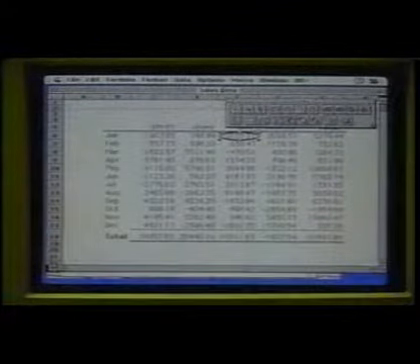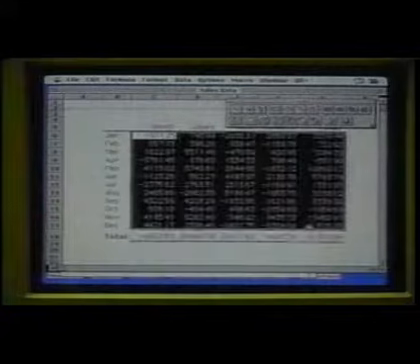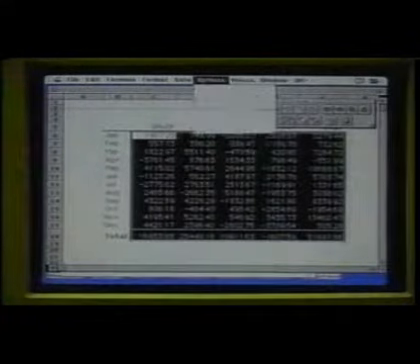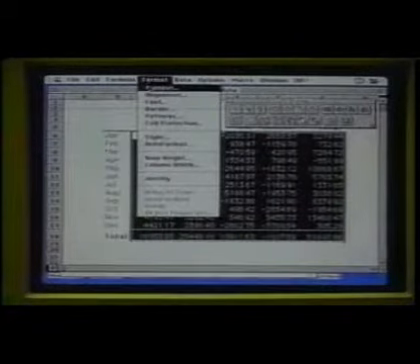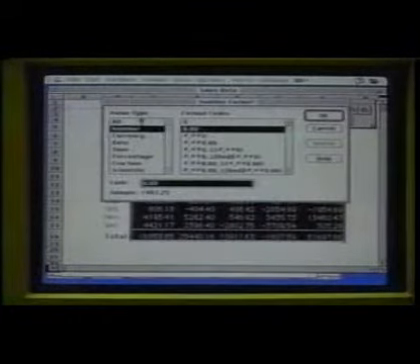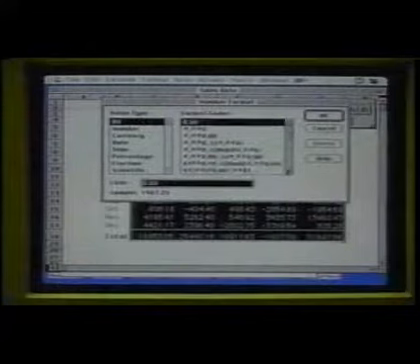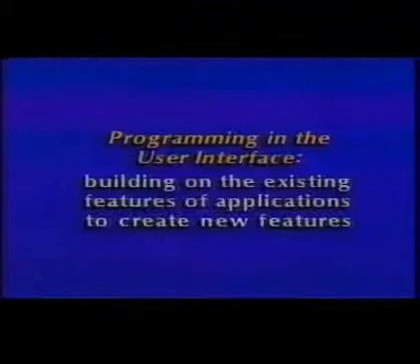Even the most full-featured applications cannot have enough features to cover the needs of every user. Adding more features leads to other problems. So many features can accumulate that it becomes difficult for a user to determine whether a feature exists or not. One solution is programming in the user interface.